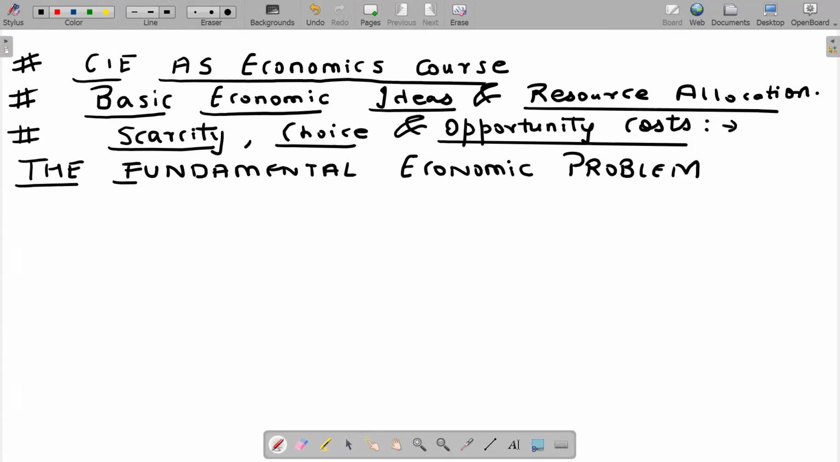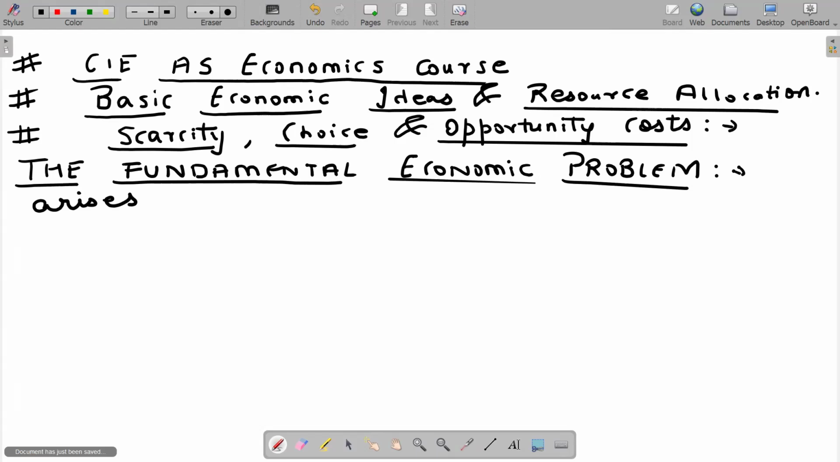The fundamental economic problem. So we can write that the fundamental economic problem arises why? We all know that the economic problem simply arises because human wants are unlimited, they never end. But the resources used to satisfy these wants are limited. Not only are they limited, but they are also scarce. So let's quickly write this.